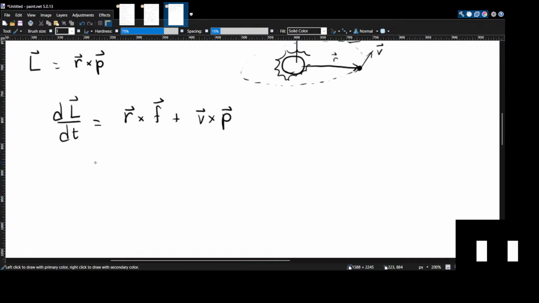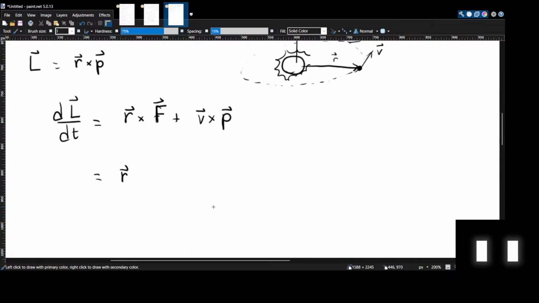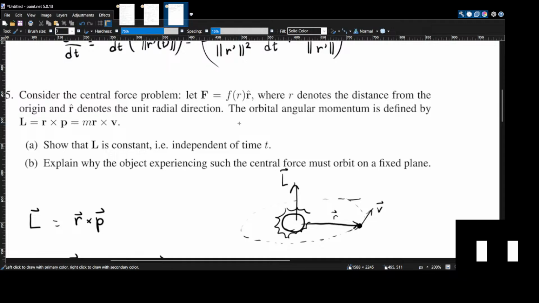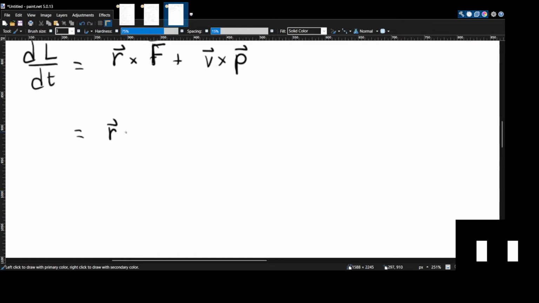All right. And according to the given, hold on, this should be capital F. And according to the given case of the problem, the vector F here is f of r in the r direction. So this becomes f of r unit vector r, and this is equal to v cross mv.